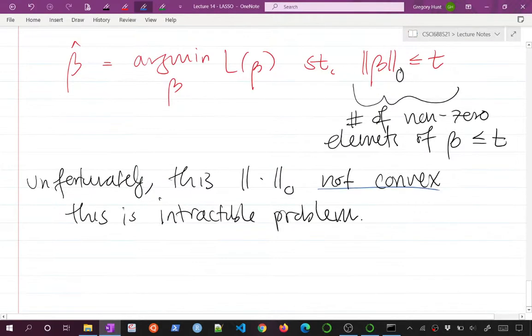So it's not convex. It's also basically equivalent to the test-all-subsets-of-variables model. I just want to test all my variables and all subsets of my variables and choose the best one with less than or equal to t variables included. That's the same problem I've just stated here. And the problem is that it's computationally intractable for a large number of variables. So we can't do this directly.